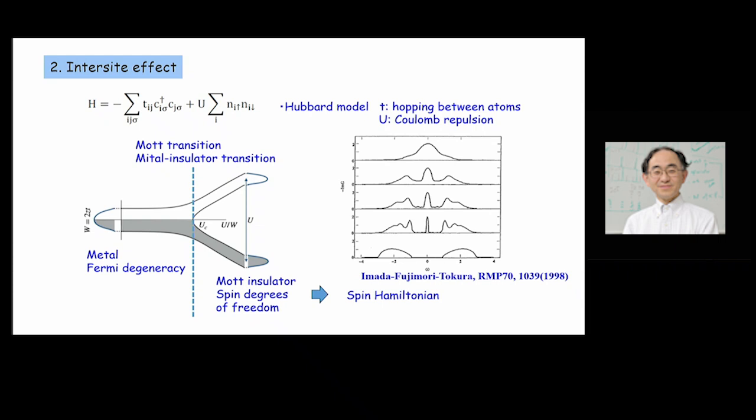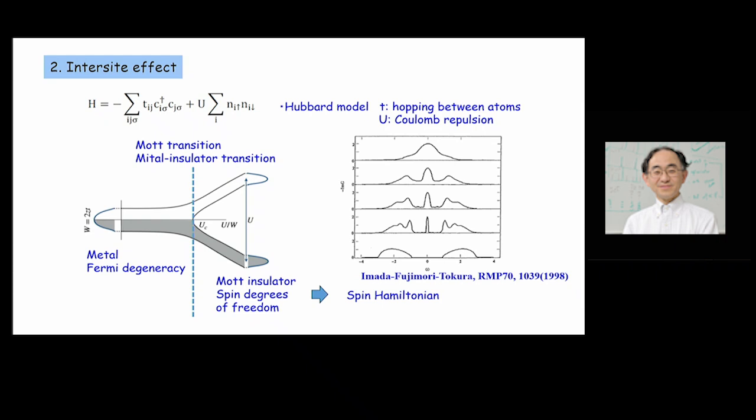So now let me proceed to the intersite effect. Up to now, I have basically considered single-atom properties. I didn't introduce the orbital energy difference, but let me go back to the simplest case, where you have the Coulombic interaction between electrons in the same orbital. This is the single orbital Hubbard model.